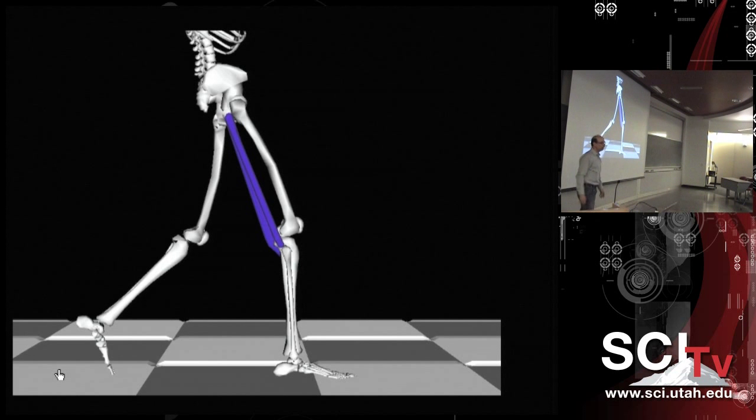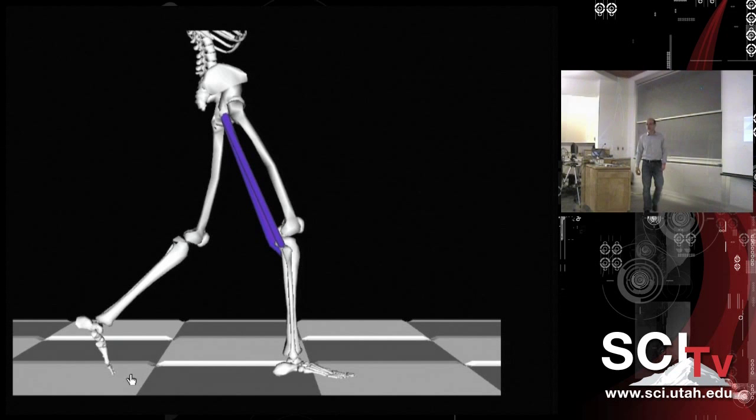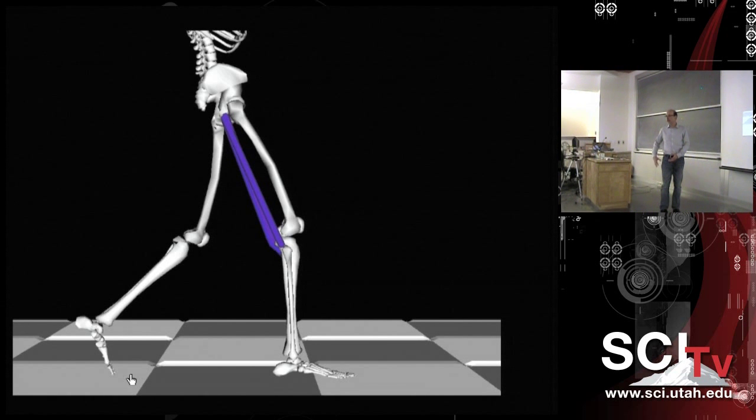It extends the knee. So how can a muscle that crosses behind the knee extend the knee? Certainly, it crosses behind the knee, and it generates a knee flexion moment. But it also crosses behind the hip, and it generates a hip extension moment. That hip extension moment extends the hip. That hip extension moment also produces an extension acceleration of the knee.